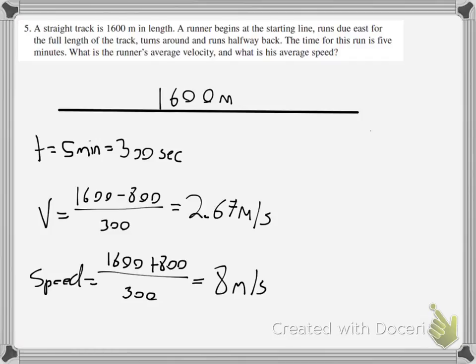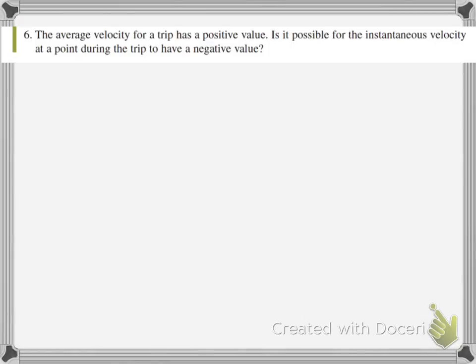Okay, so number 6 says the average velocity for a trip has a positive value. Is it possible for the instantaneous velocity at a point during the trip to have a negative value? So the answer to this is yes, it is possible. And this one's a bit tricky.